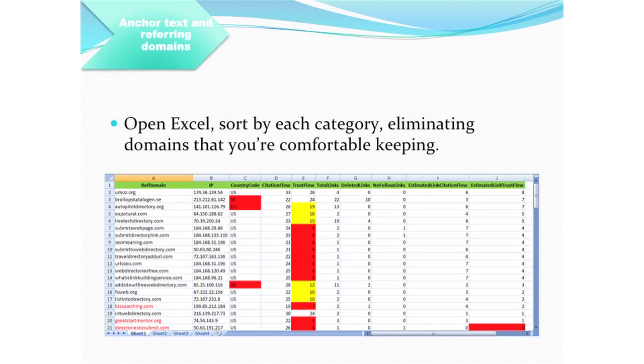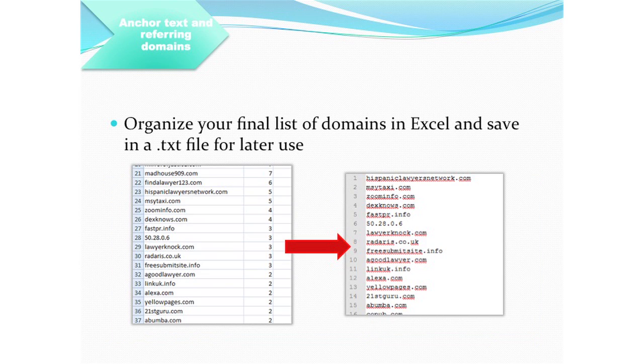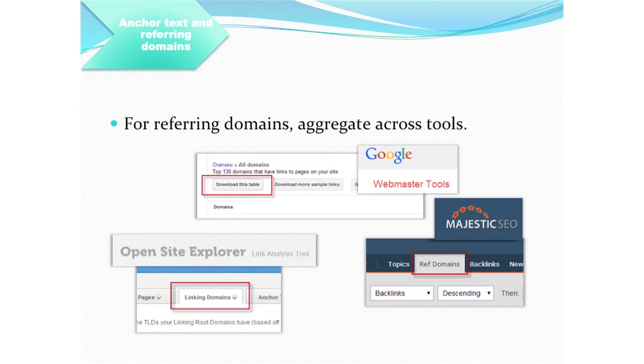With the Majestic report, we can open it in Excel, and then we can sort it by category and look at a lot of those metrics that we talked about during the demo. Trust flow and estimated link trust flow are really important ones. If you eliminate the domains that you don't want to keep, and you're comfortable with keeping the rest, even with the potentially over-optimized anchor text, then you want to take what's left and save it in a text file for later use.